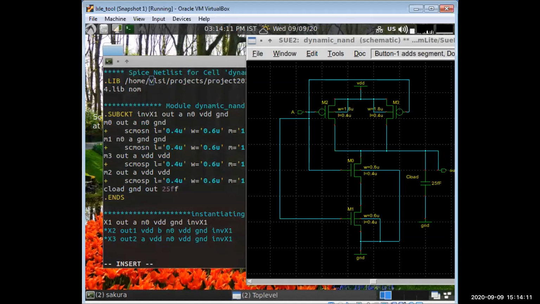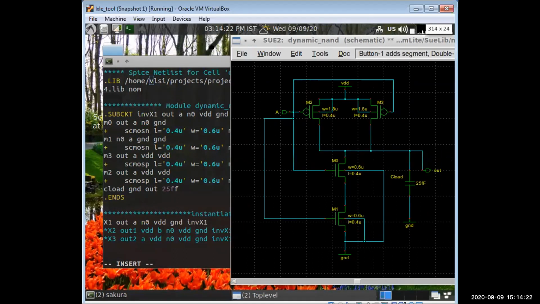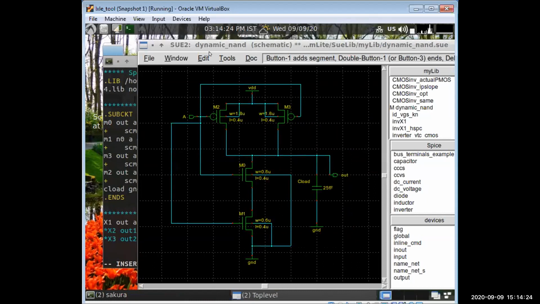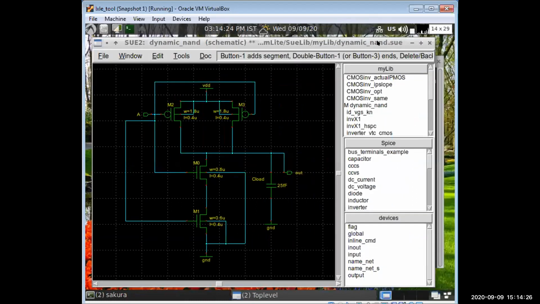Okay, this is the one node. This is connected to some voltage. So at that node, I am providing the pulse voltage. Okay, now let's just minimize this.